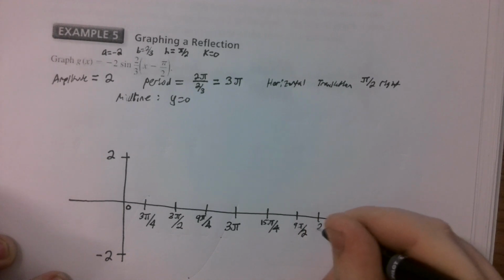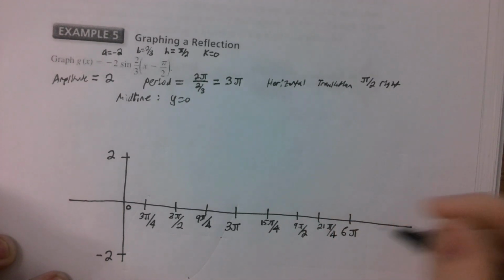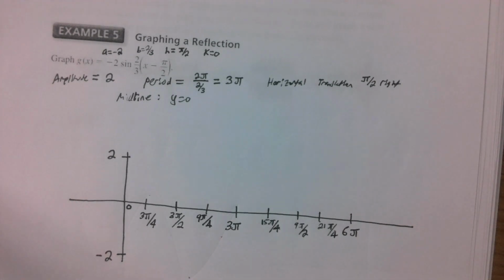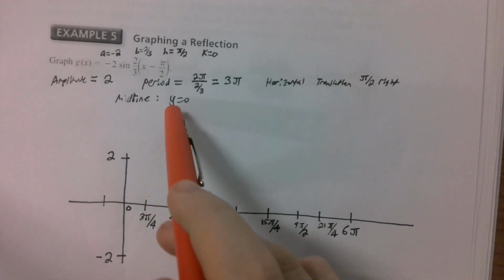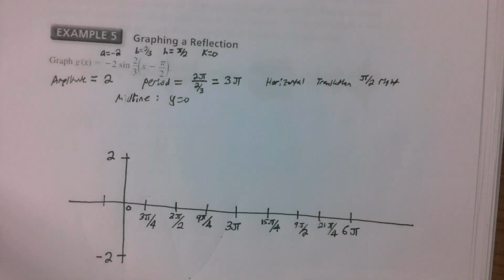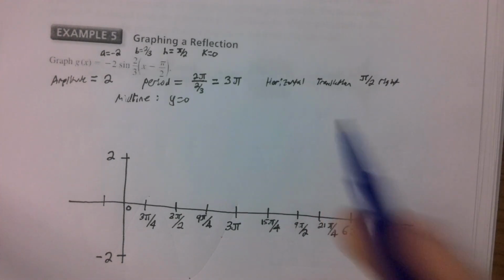This would be 21 pi over 4. And then 6 pi. Cool! I'll even put a point over here just for good luck. This is a sine graph. So we know, no matter what, that we are going to be starting at the midline. So our midline is y equals 0. We know it's going to be at a height of 0. But we've got this horizontal translation to the right.